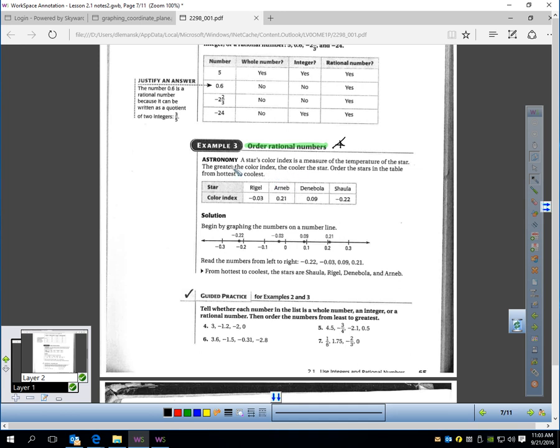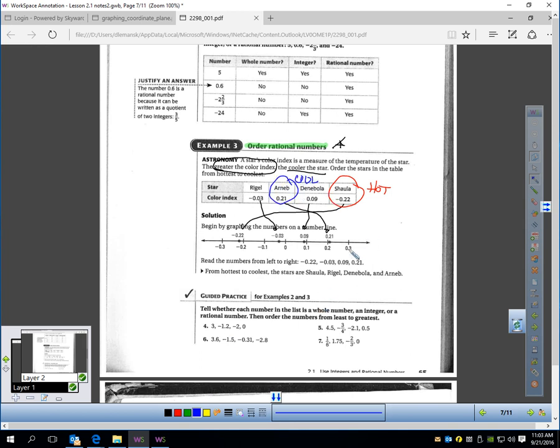Okay, so we got to keep clear here. The greater the index, the cooler the star. So when we graph these on a number line, this is the smallest number, followed by the -300ths, followed by the 900ths, and the 2100ths is the highest on the line. But remember, the smallest number is actually the hottest star, because the bigger the number, the cooler the star. So the hottest star is this one, and the coolest star would be the one that has the biggest amount. This is the coolest star.